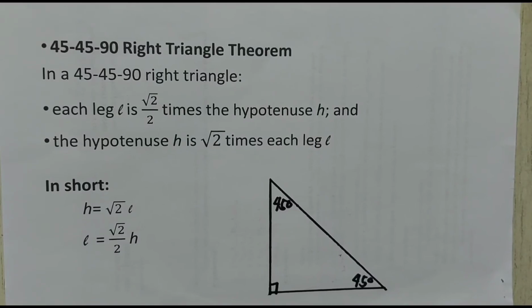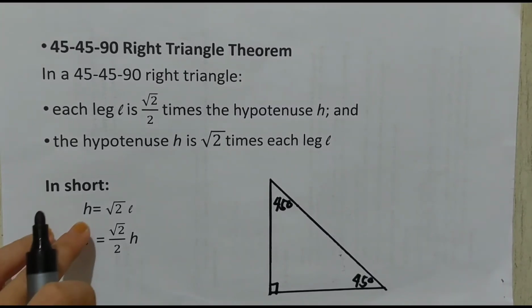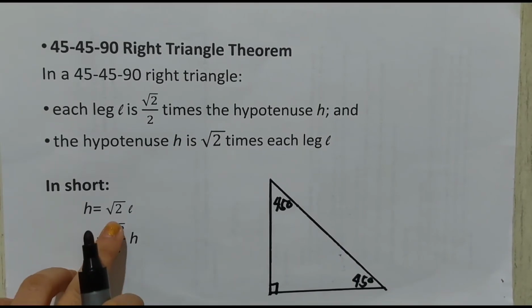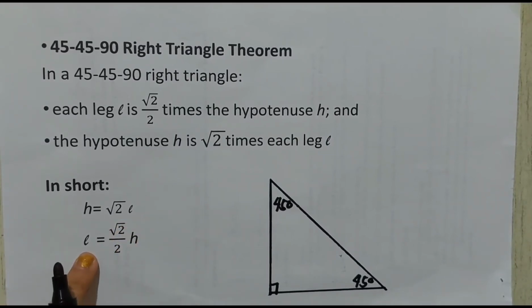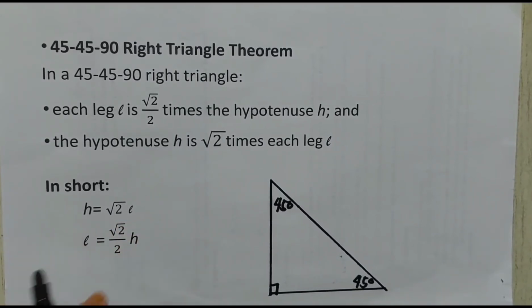We have here the 45, 45, 90 degrees right triangle theorem. It states that in a 45, 45, 90 right triangle, each leg, which is represented by small letter L, is square root of 2 over 2 times the hypotenuse H. And the hypotenuse H is square root of 2 times each leg L. So in short, your hypotenuse H is equal to square root of 2 times the measure of the leg. And the measure of your leg is equal to square root of 2 over 2 times the hypotenuse.